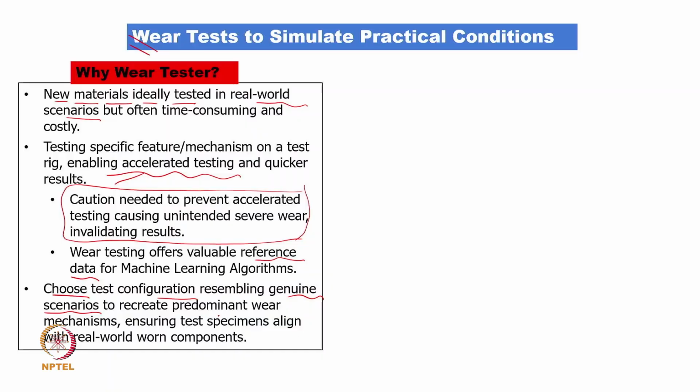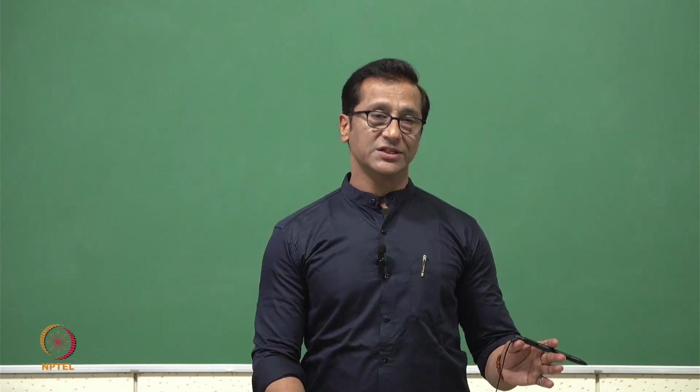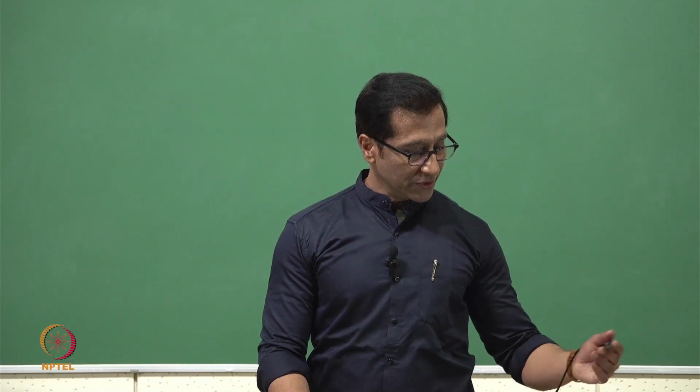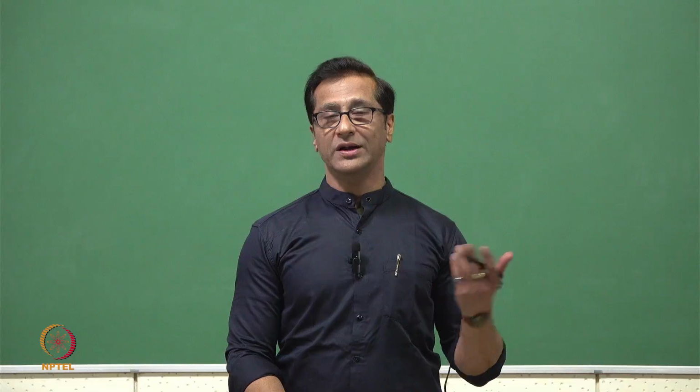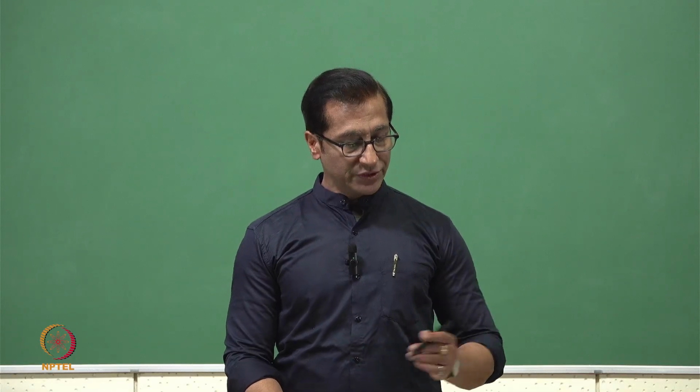So we want to recreate the predominant wear mechanism. As I said earlier, the wear mechanism should be more or less the same. We should not change from one domain to another domain. And whatever we do should really align with the real world scenario. For that purpose, we require a little more detailing. How do we do that?